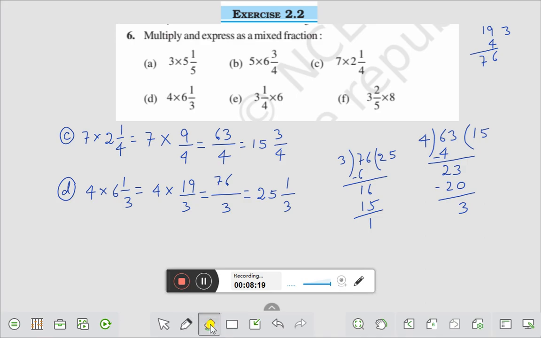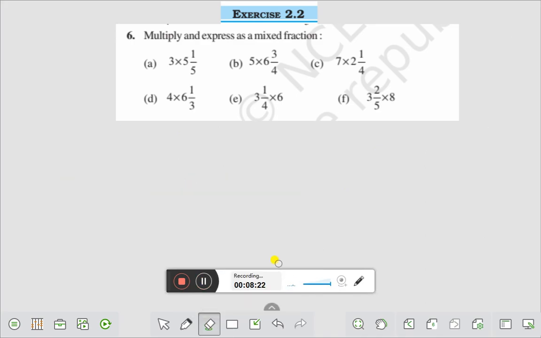Now, question number E is, you see here, question number E, that is 3 whole 1 by 4 into 6, is equal to, multiply this. This is 3 whole is multiplied with the denominator, that is 3 4 is 12 plus 1, 13 by 4. This is 13 by 4 into 6.